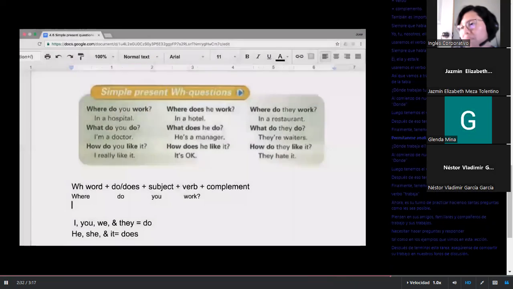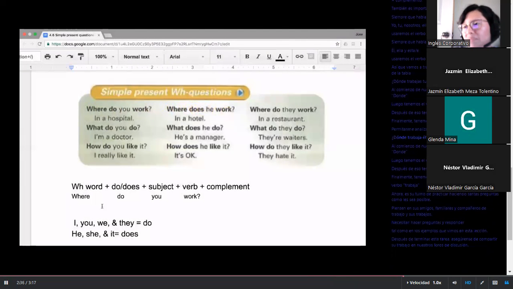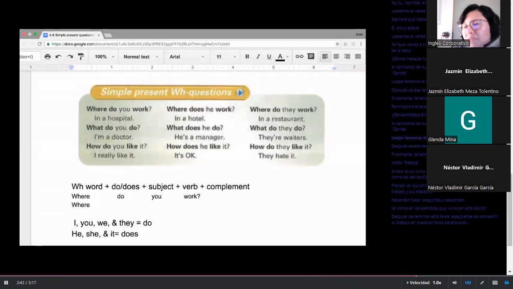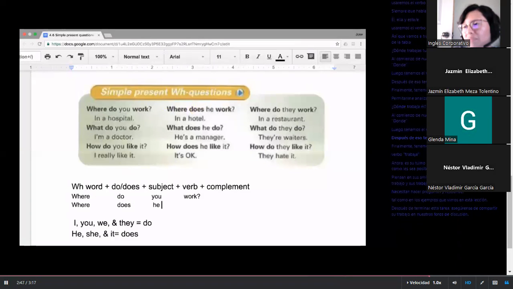Let's analyze one more example. Where does he work? At the beginning of our sentence, we have the WH word where. Then we have the auxiliary verb does. After that, we have the subject, he.